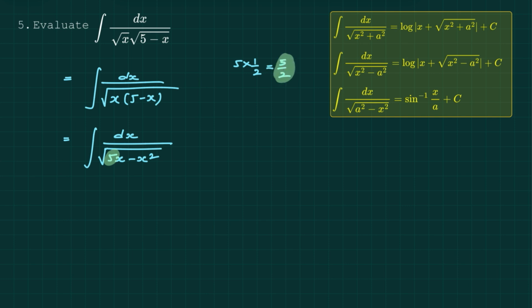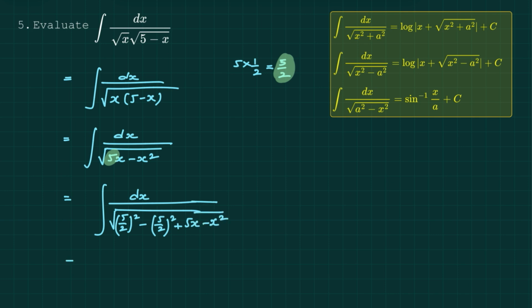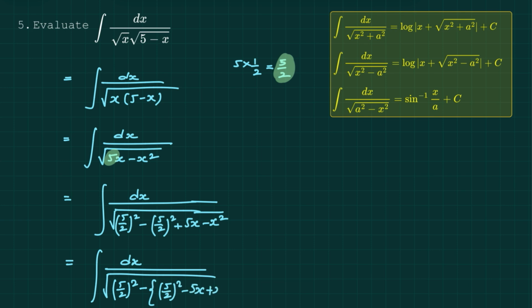So we will add and subtract the square of 5 over 2. This equals the integration of dx over the square root of (5 by 2) whole square minus (5 by 2) whole square plus 5x minus x square, which equals the integration of dx over the square root of (5 by 2) whole square, taking out minus common, then we will have (5 by 2) whole square minus 5x plus x square.